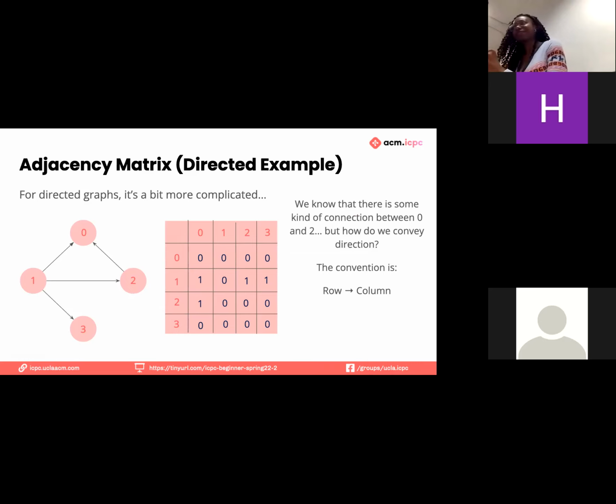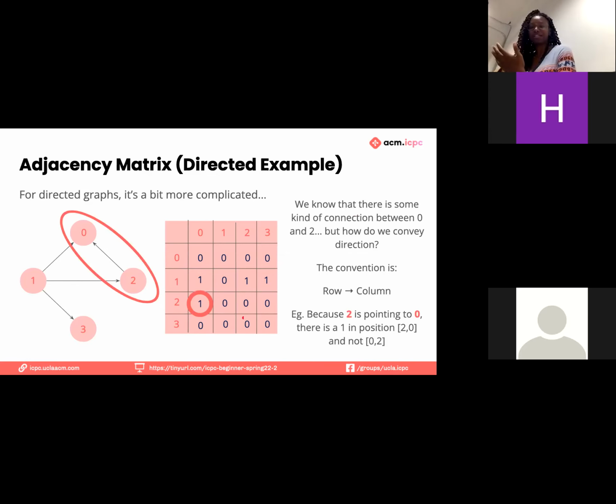And for directed graphs though, it gets a little bit more complicated, because we put a 1 if there's a connection between them, but we know now that there are two different types of connections: in degree and out degree. So the convention for this is that the row will be the one that's pointing to the column. So for example, here, because we have 2 pointing to 0, there would be a 1 in position 2, 0, because 2 is pointing to 0.